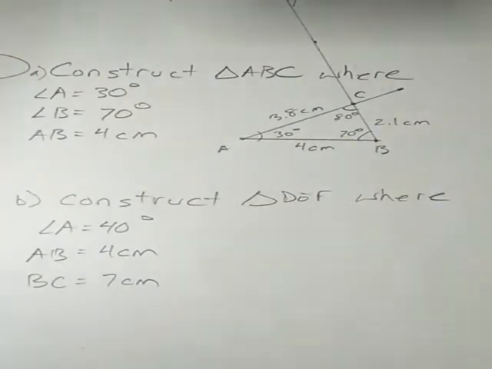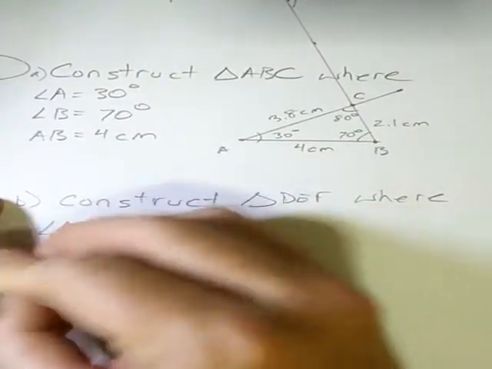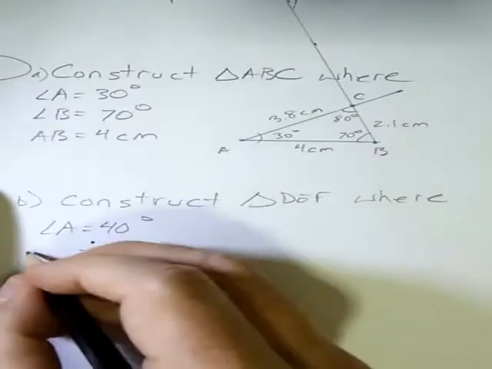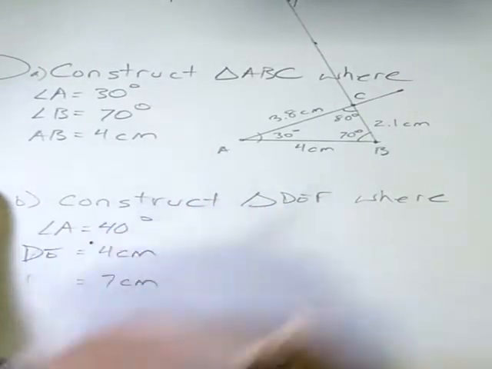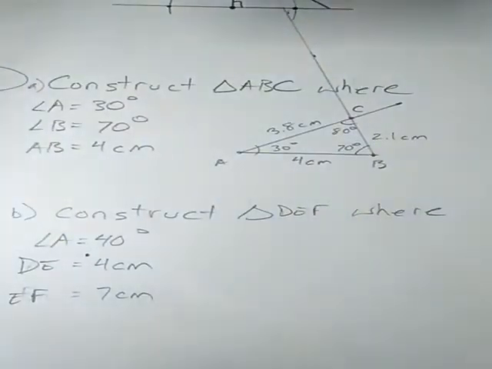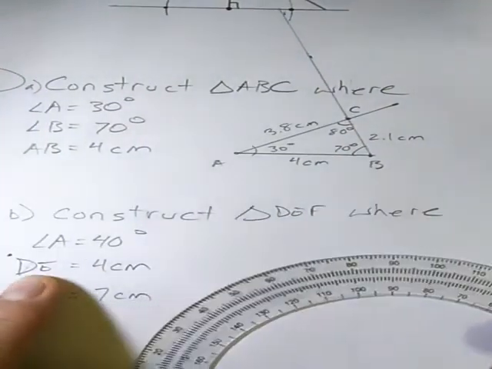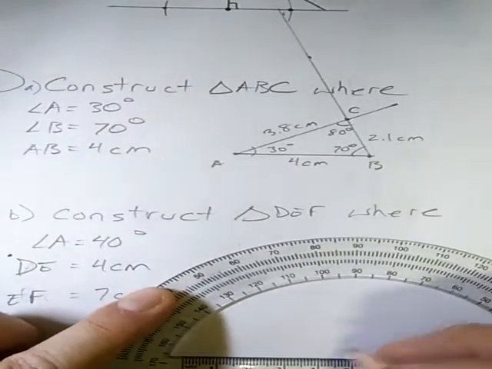So, oops, this should not be AB, this should be DE, and this should be EF. Okay, so I'll start with the base DE, which is 4 centimeters. So I'm going to draw a 4 centimeter line.